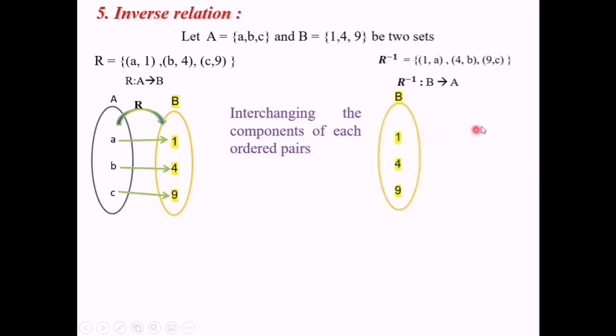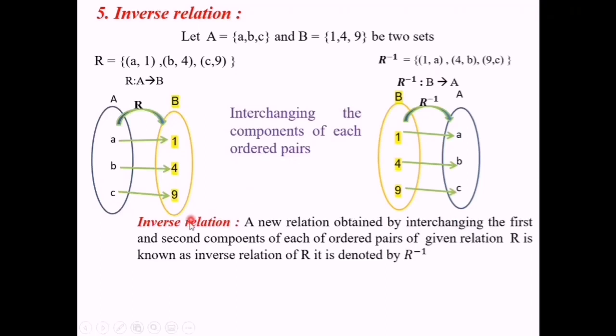Showing it in an arrow diagram, we have B to A, that is relation R inverse. For ordered pair (1, a), we have arrow 1 to A, then (4, b), (9, c). With this, let's define inverse relation. A new relation obtained by interchanging the first and second components of each ordered pair of a given relation R is known as the inverse relation of R. It is denoted by R inverse.